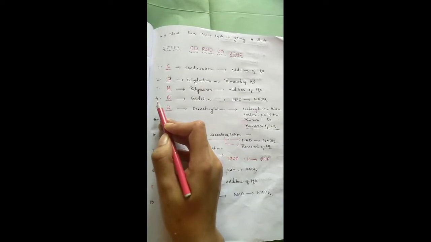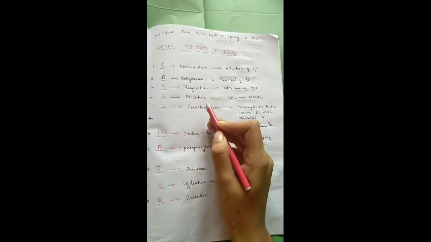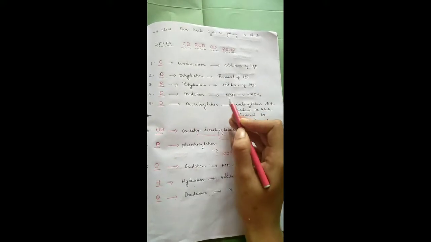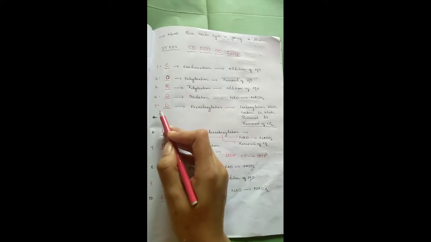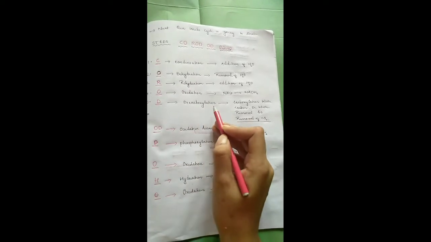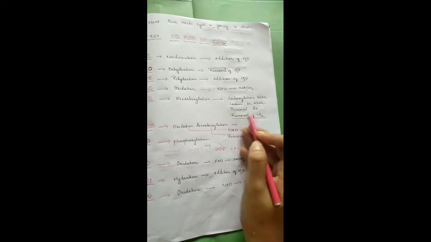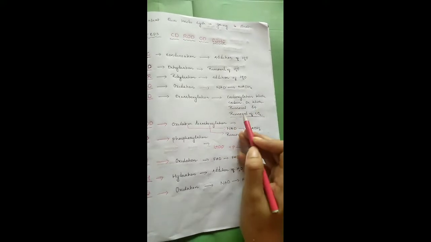The fourth step starts with O, and O is for oxidation, and in oxidation an NAD molecule is converted into NADH2. The fifth step starts with D, and D is for decarboxylation. In decarboxylation, there is a removal of CO2.